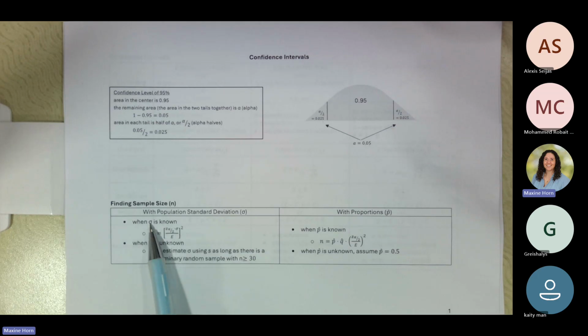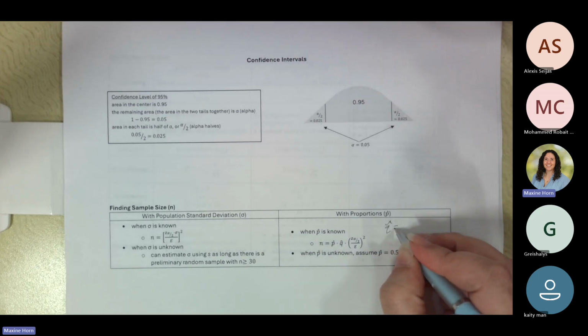So when you know your population standard deviation, you have to find your z-score, or your z alpha halves, the z-score that corresponds to the particular confidence level, multiply it by the population standard deviation, divide by your margin of error, take that whole thing and square it, and that is your sample size. If you don't know your population standard deviation, then you can estimate it. You can use your sample standard deviation, but only if there was a preliminary sample that was taken and its sample size was greater than 30.